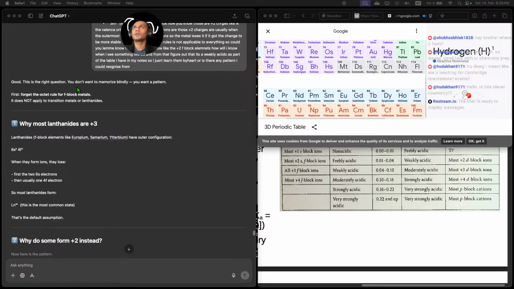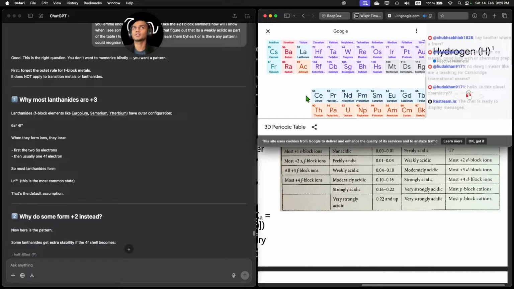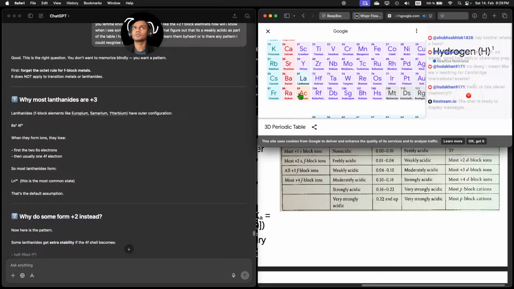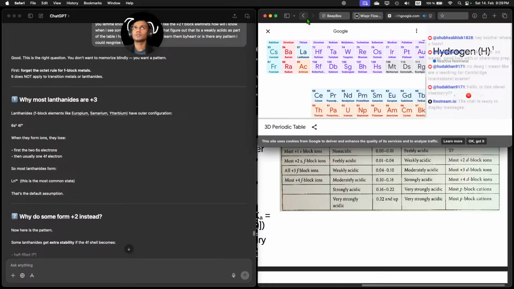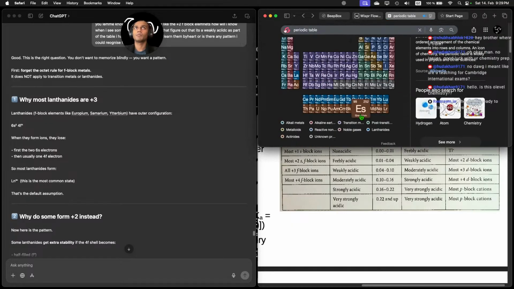Good. You don't want to memorize blindly. You want a pattern first. Oh, why are most lanthanides +3? Okay, which one is lanthanides? Which one is actinides? Lanthanides. Actinides. Okay, this one is actinides. This one is lanthanides.